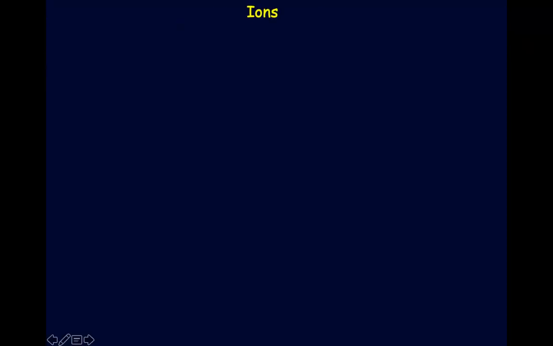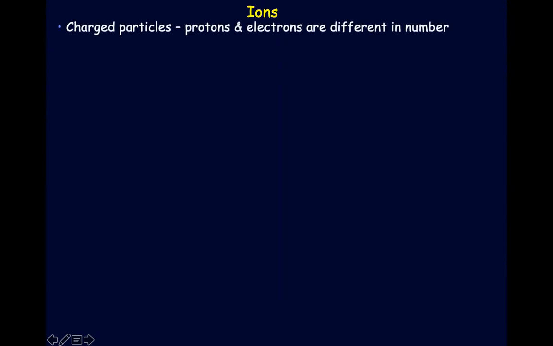And when you do that, you're going to have something called an ion. Okay, and this is really, really important. You got to know how to form your ions. Your ions are important stuff. Okay, so what is an ion?